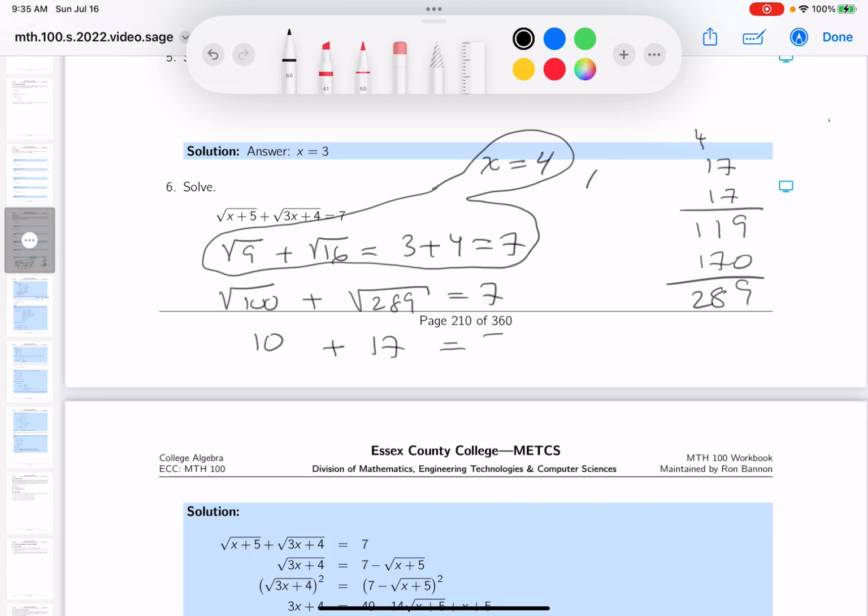I want to point out, this is clearly a false statement. However, if you look at the 10 and the 17, they do differ by 7. All right, they do differ by 7. But 95 is not working. There's only one answer. So I'm going to commit to it. I'm going to say x equals 4 is my only answer.